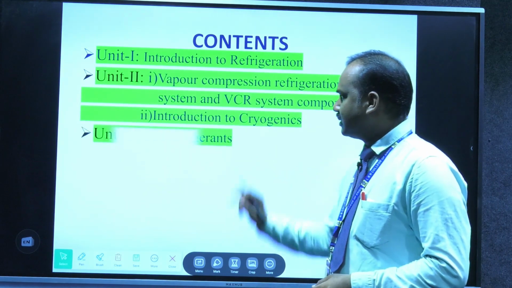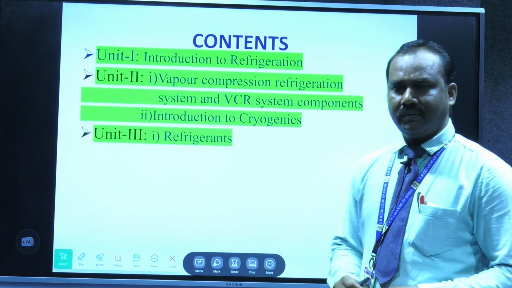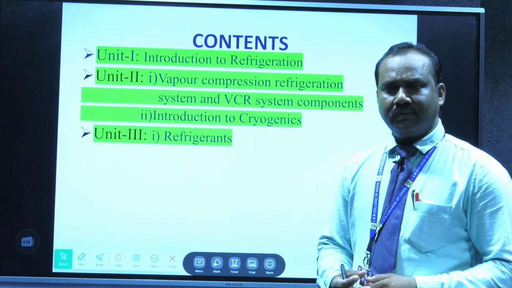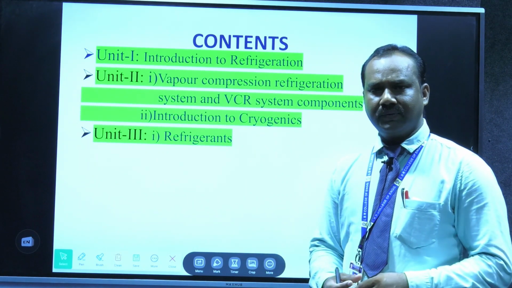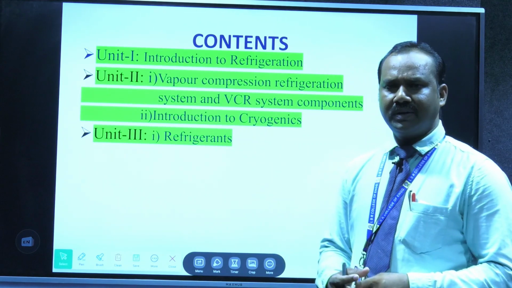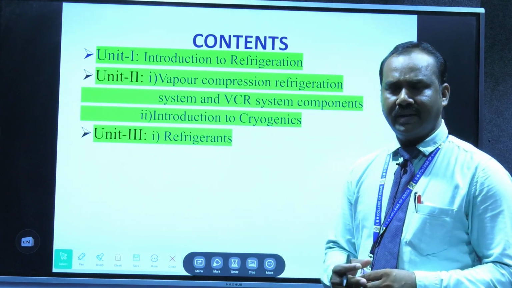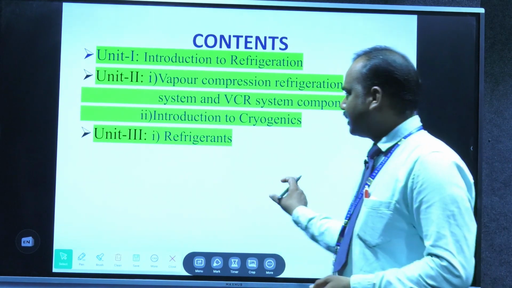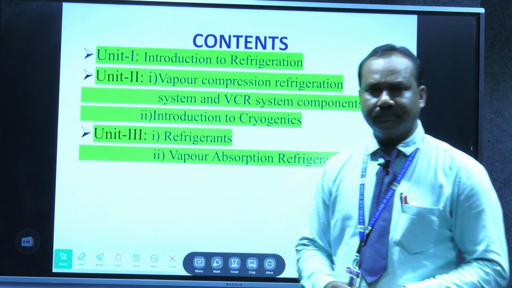under introduction to cryogenics. Then unit 3, in unit 3 we need to know what is a refrigerant, what are the desirable properties of a refrigerant, what are the different kinds of refrigerants used for various refrigeration and air conditioning systems, and how to designate a refrigerant. Those things will be addressed under the refrigerant part.